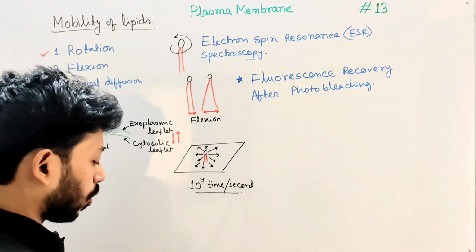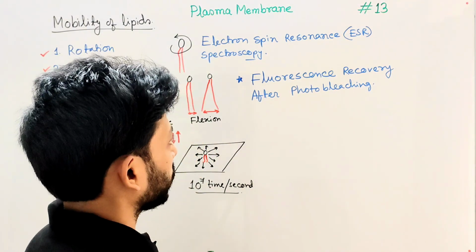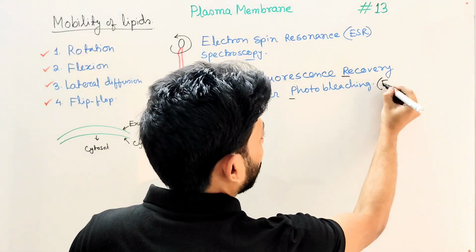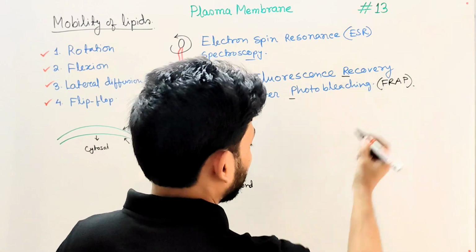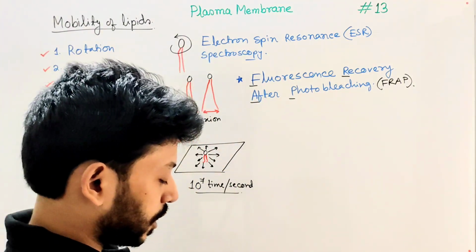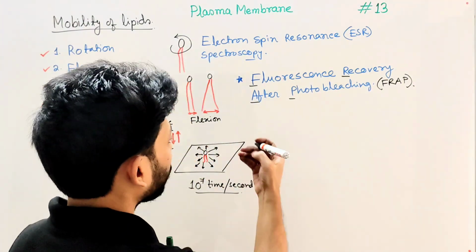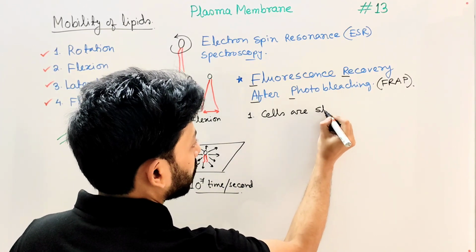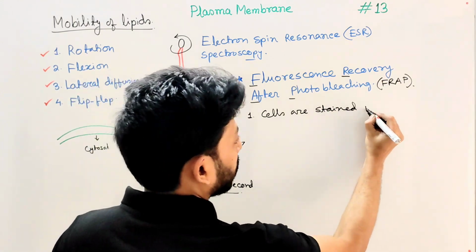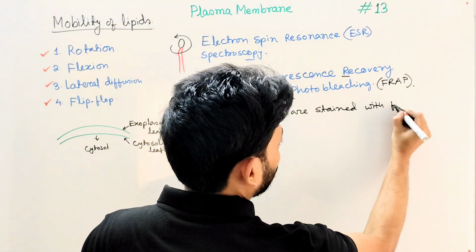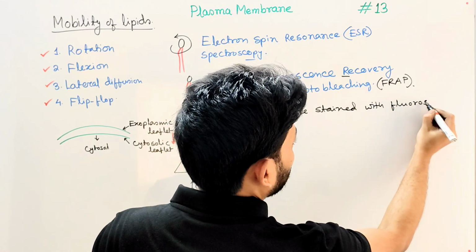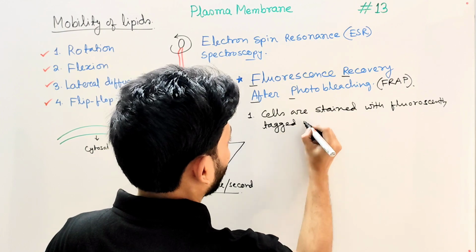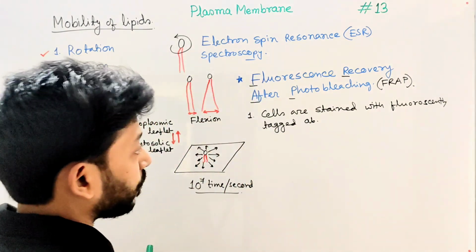Now the technique actually tells the whole story. Here, fluorescence recovery after photobleaching, in short we call FRAP. This technique is performed in three steps. The first step is that cells are stained with fluorescently tagged antibody. So this is the first step.